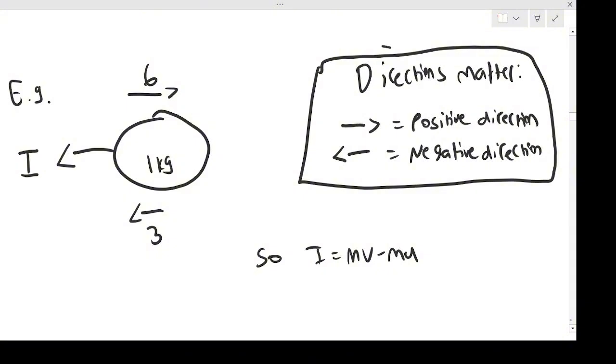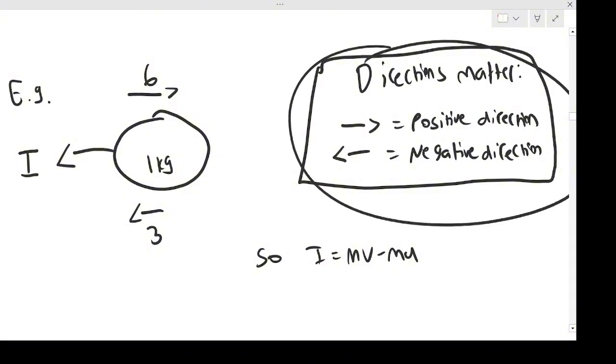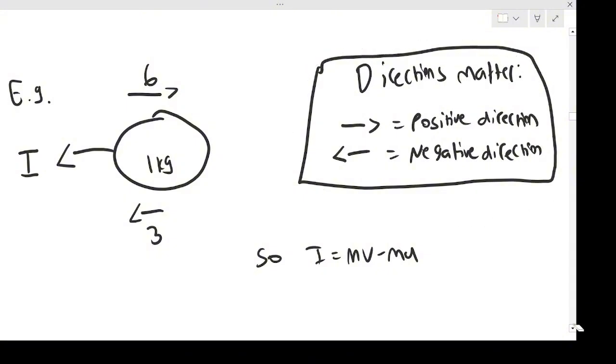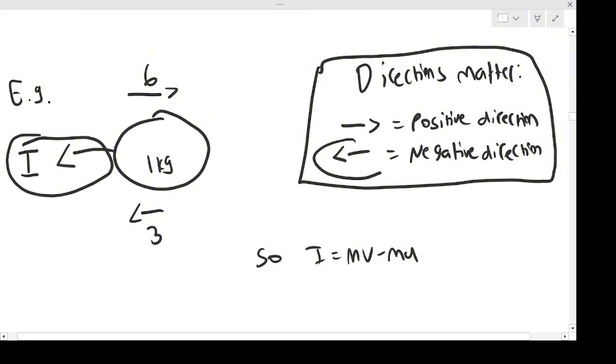However, I'm going to need to consider the directions of both the impulse and the velocities, okay? So directions matter. The impulse is acting in the backwards direction, in the negative direction, right? So actually what we need to do is negate the I. So we're going to have minus I. The negative here accounts for the negative direction the impulse is moving in.